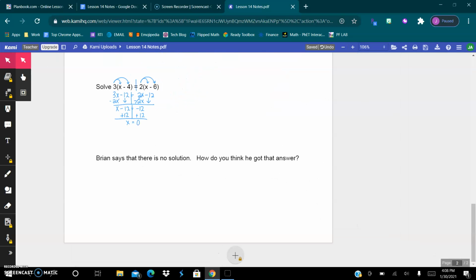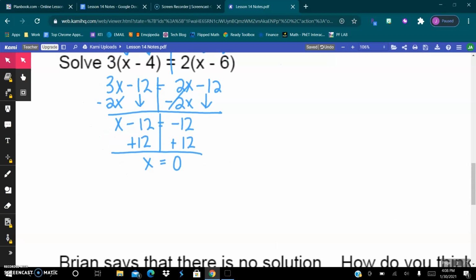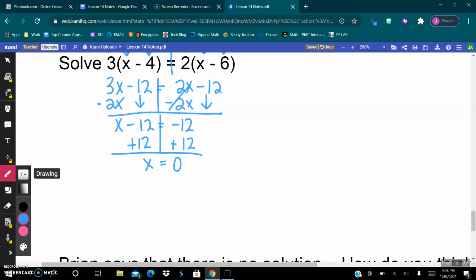Now, Brian says that there is no solution here. How do you think he got that answer? So there's not one correct answer here. He could have looked after the distribution was done right here. There was negative 12 and negative 12, so he could have seen that and decided that since those were the same but the x's were different, that there wouldn't be a solution. The other one that I thought of is because he got x is 0, he thought that 0 meant there's no solution. Can you think of any others?